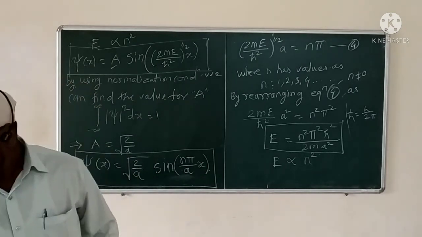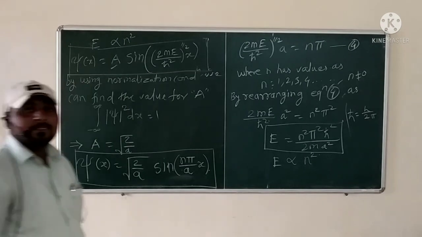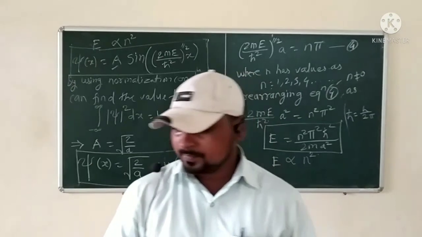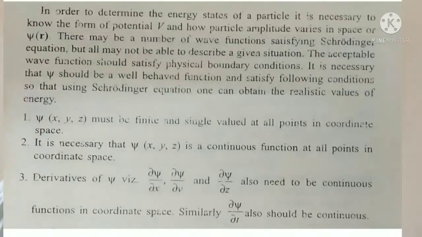From these results, we conclude some standard properties for nanomaterials or nanoparticles in one dimension. So let's see what these properties are. If we determine the wave function, there may be a number of wave functions satisfying the Schrodinger equation, but not all may be able to describe the given situation. The acceptable wave function should satisfy the physical boundary conditions.